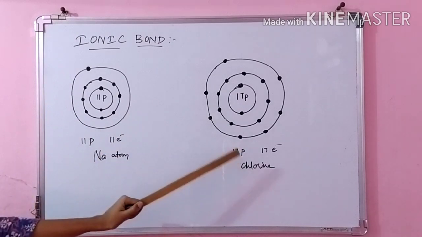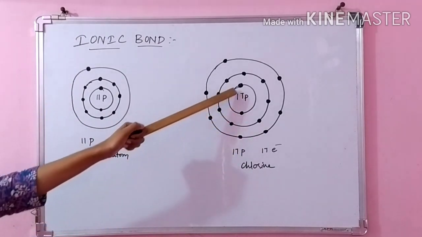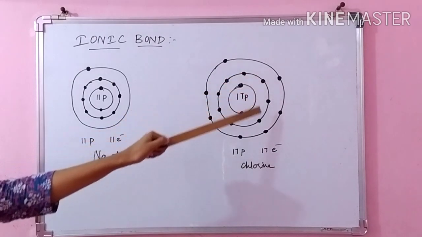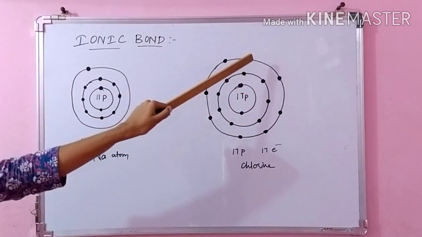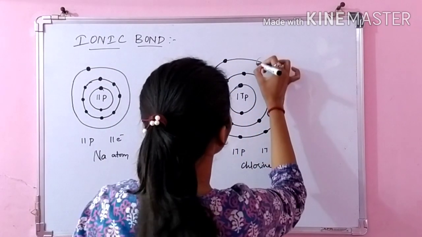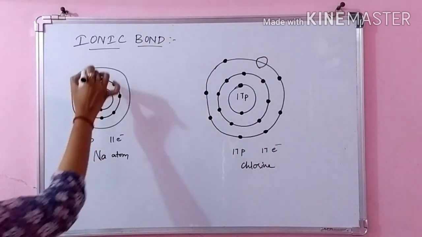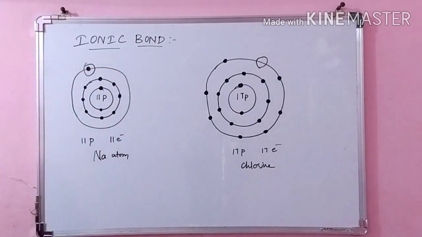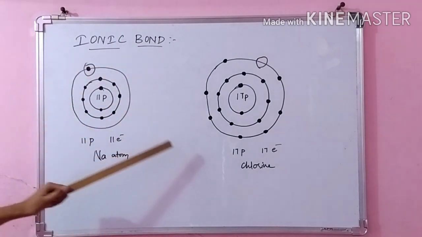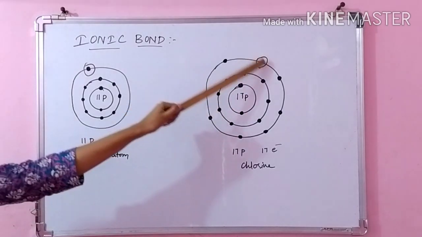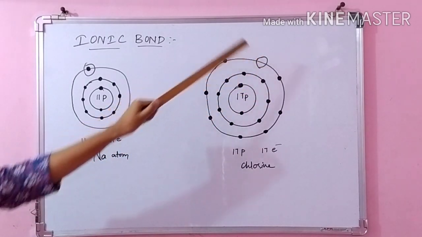Here about chlorine, it has 17 electrons. So the first energy level is completely filled, the second is also completely filled, and the third one is empty with only 1. So it can hold still another 1 electron. Clear? So you can see in sodium, one electron is available in the valence shell, and this chlorine is deficient of only 1 valence electron.